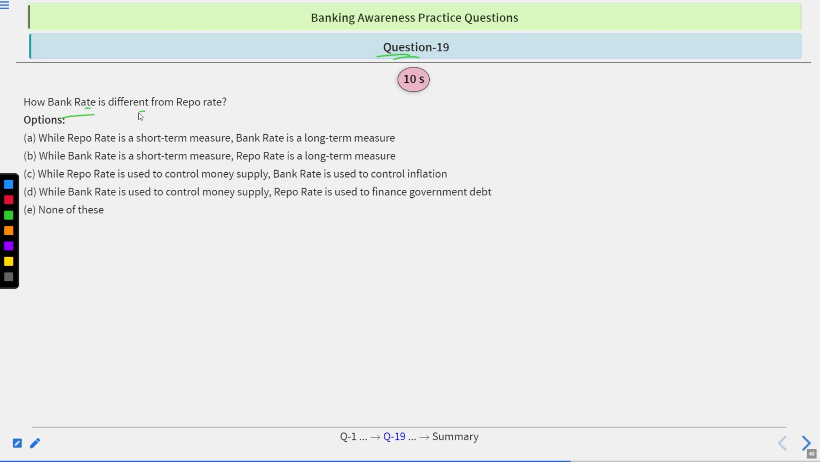Question number 19. How is bank rate different from repo rate? Options you can see. 10 seconds you have to answer. Time starts now.